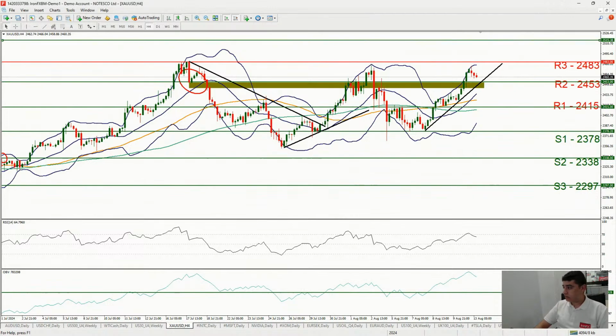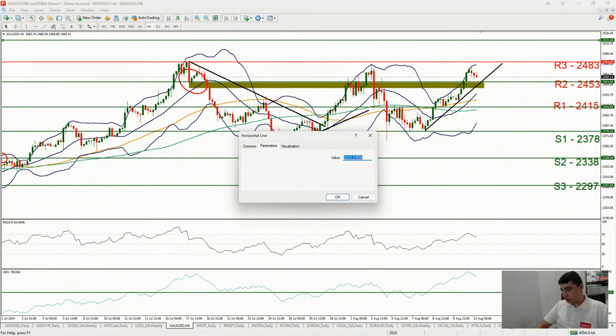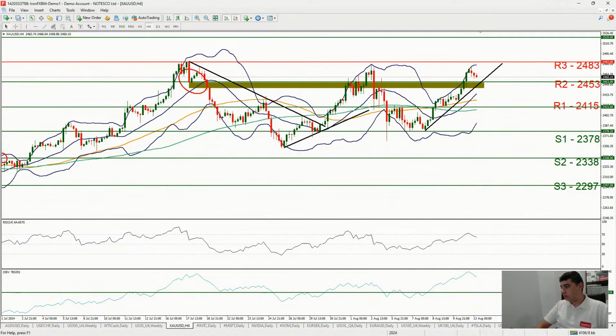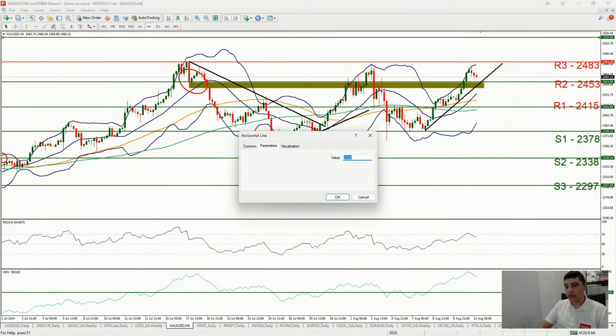2,520. That is a nice 2,520. Now, you can see the distance between S1 and S2. And note how nice of a figure 2,520 is. It's a big figure as well. It's rounded up. There's also psychological impact using those rounded figures as well. So this would be my R2.